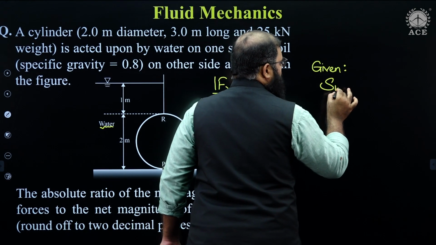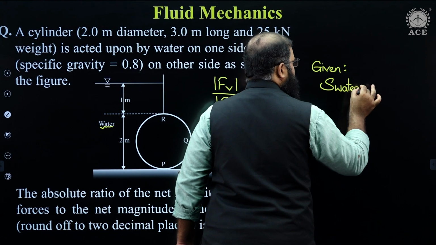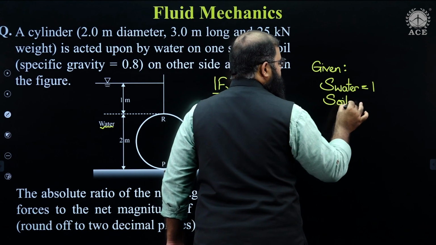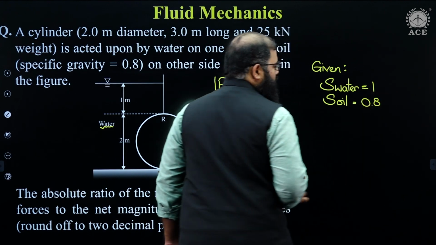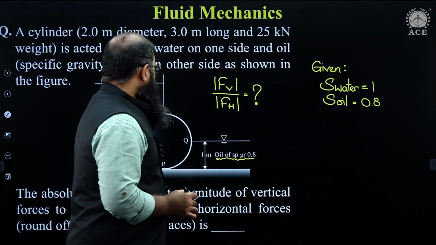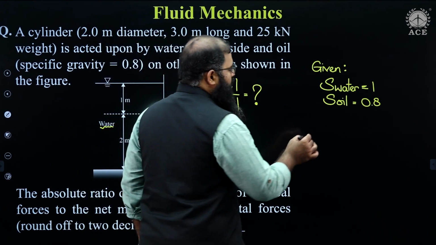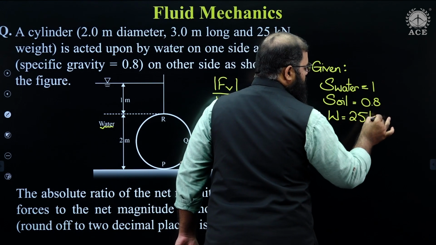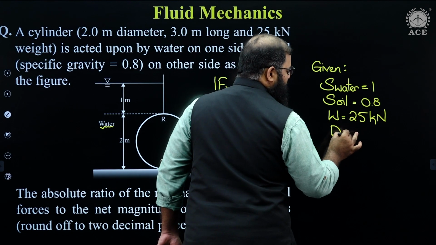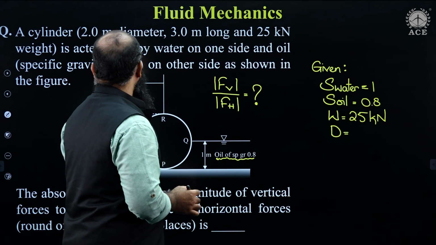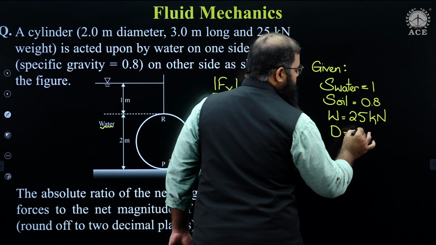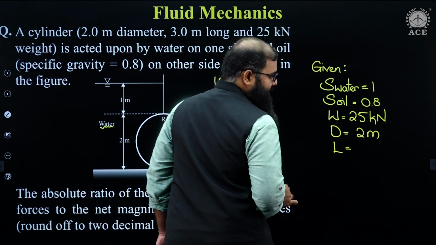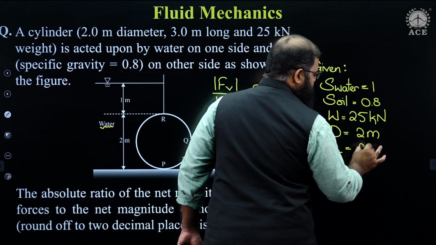We already know S of water is supposed to be equal to 1. S of oil is supposed to be equal to 0.8. Fine. And he has given us the weight of this cylinder is equal to 25 kilonewton. Diameter over here is equal to 2 meters, and the length is equal to 3 meters.